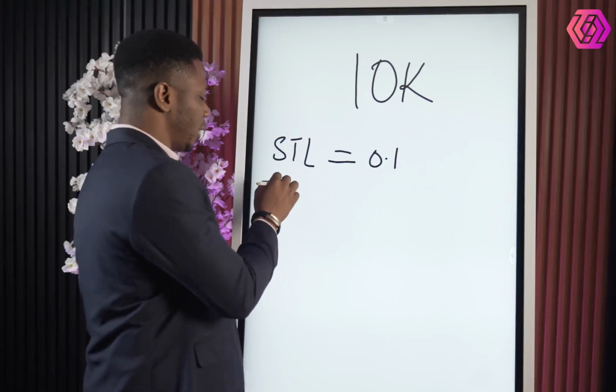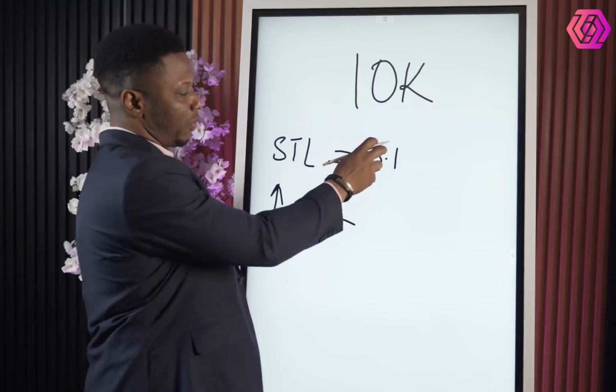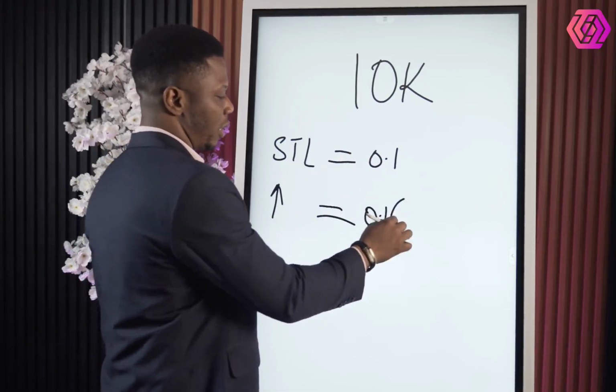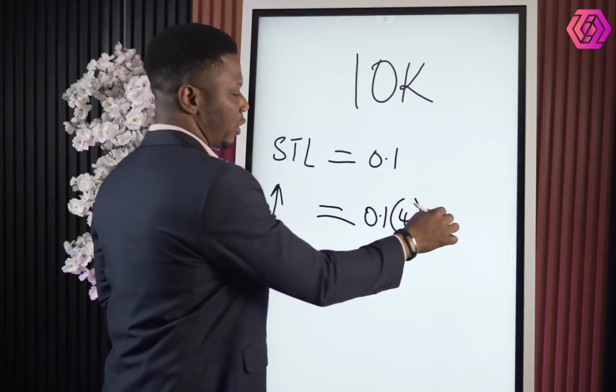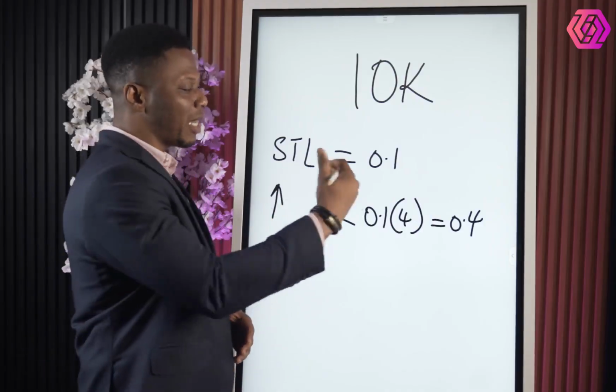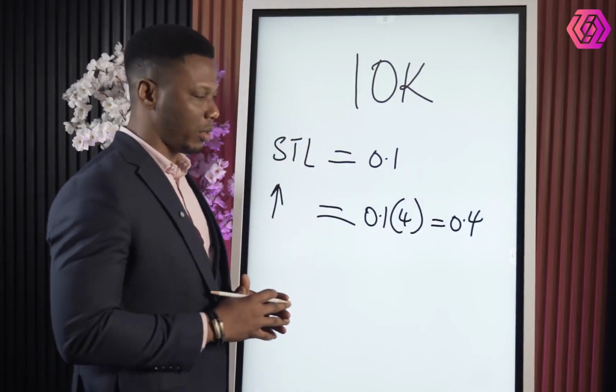So to increase the lot size on subsequent trades, we can go as high as 400% of the starting lot size. In this regard, it's going to be 0.1 times 4. And that will give us 0.4. So 0.4 is the maximum lot size you can use on this $10,000 account.